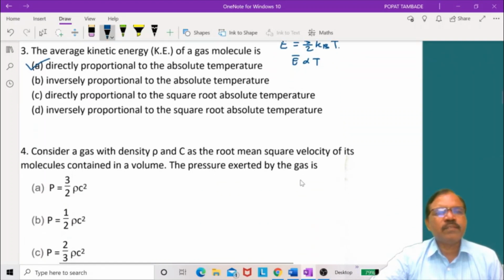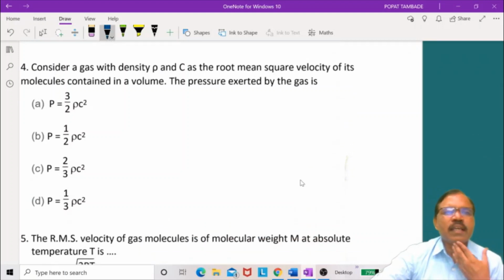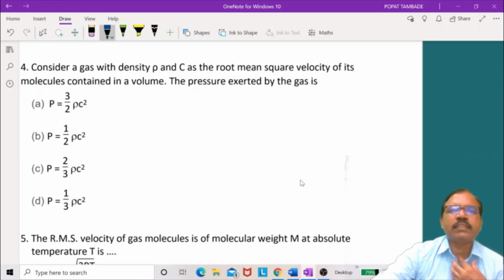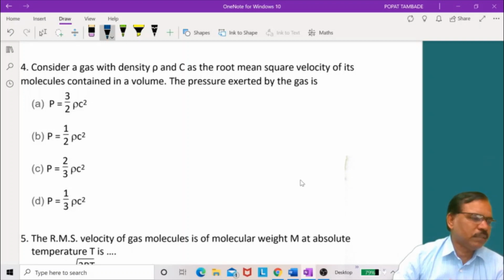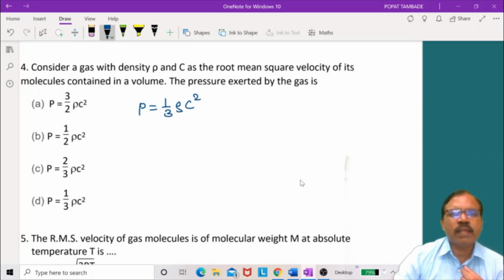Now next one, consider a gas with density rho and c as the root mean square velocity of its molecules contained in a volume. The pressure exerted by the gas molecules is... Now that pressure exerted, that expression is simply 1/3 rho c square. P is equal to 1/3 rho c square. So here if we see, this last one is correct.